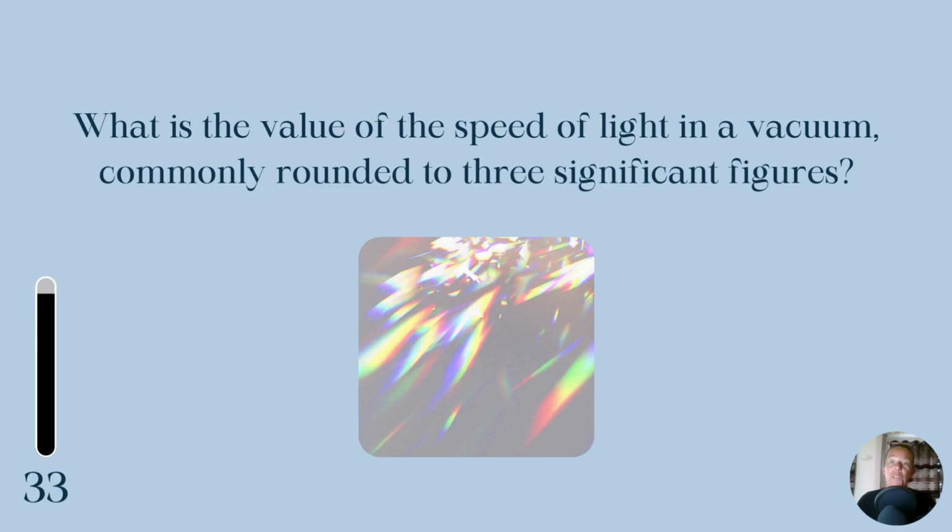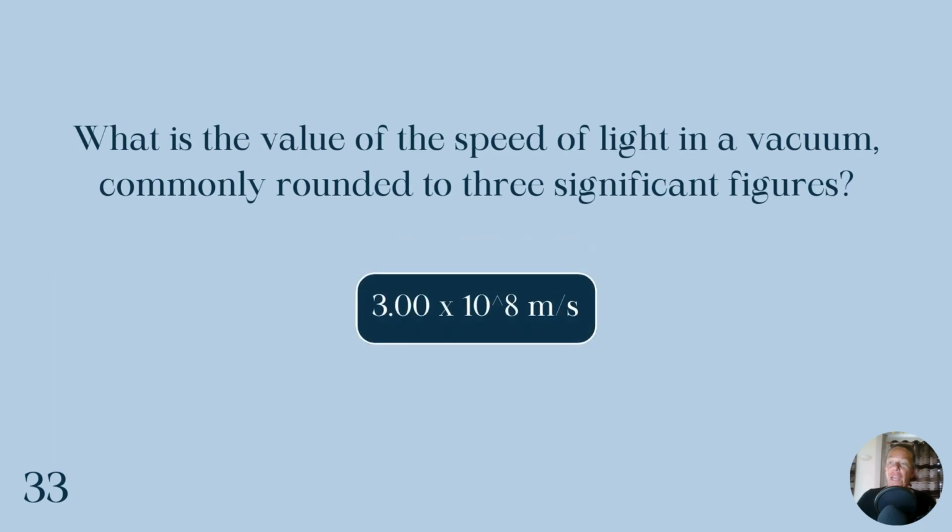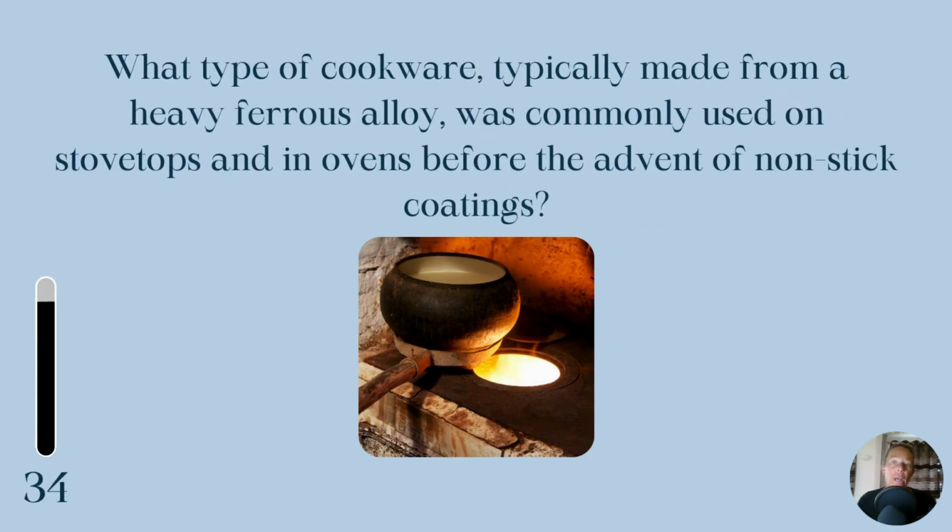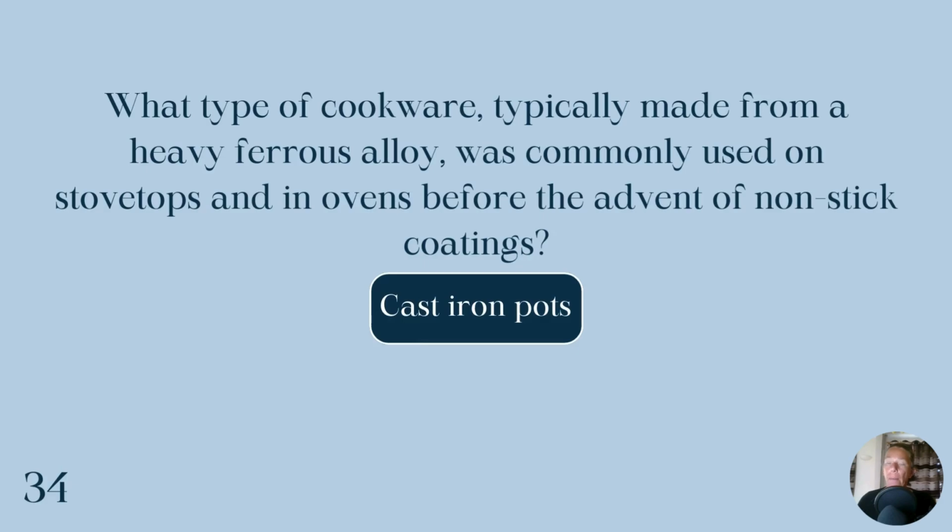What is the value of the speed of light in a vacuum, commonly rounded to 3 significant figures? And there is your answer, another equation. What type of cookware, typically made from a heavy ferrous alloy, was commonly used on stovetops and in ovens before the advent of non-stick coatings? That's cast iron pots.